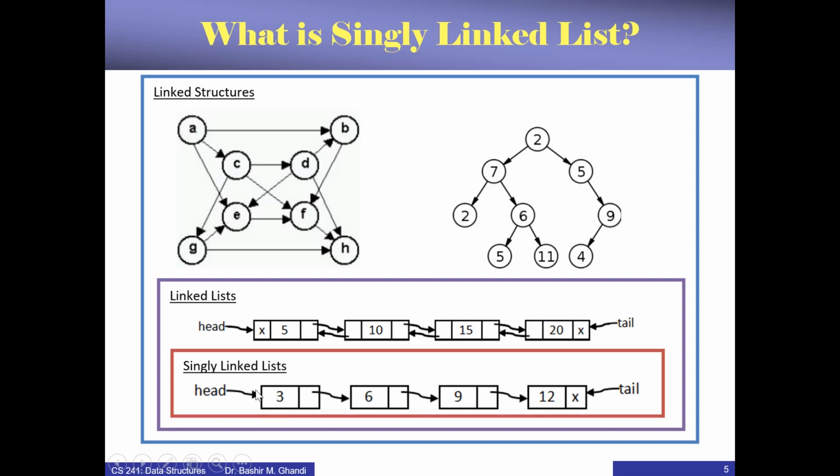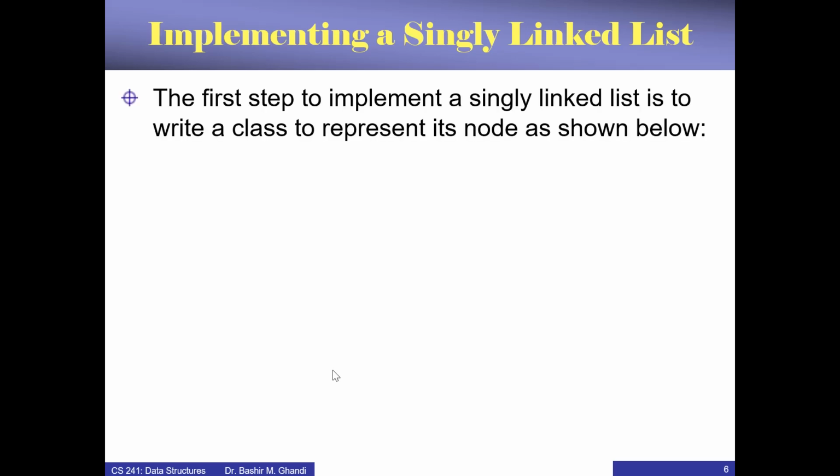Each node in the linked list has just two things: information or data, and a link to the next node. So that's what a singly linked list is. Now let us see how we can implement it. The first step to implement a singly linked list is to write a class to represent its node. So we need a class to represent a node of a linked list.